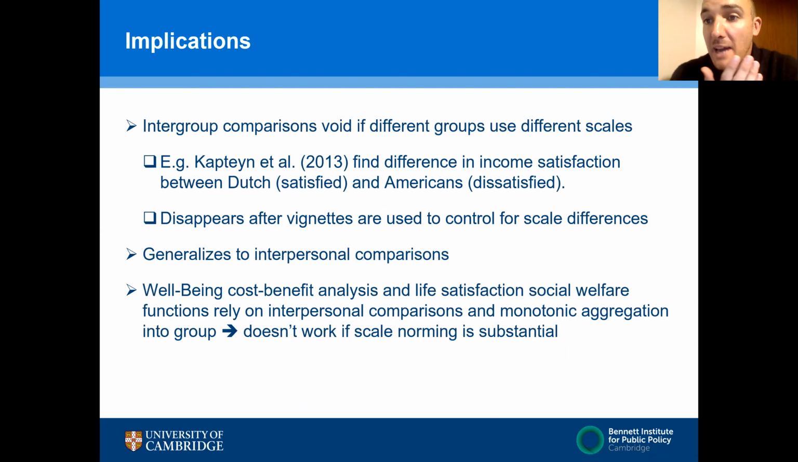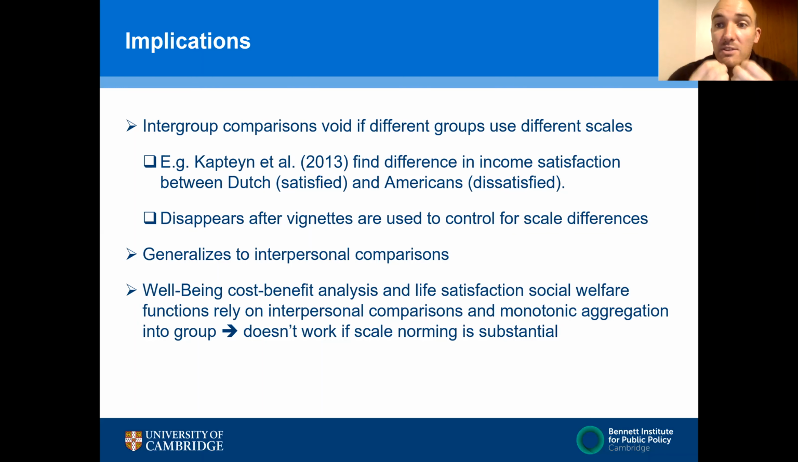All right, so what are the implications of this kind of research? So one is, I think, if scale norming is severe and pernicious, it seems to me like it really makes intergroup comparisons of life satisfaction very difficult, assuming that those groups are using different scales. So for example, there's a study by Kapteyn et al. where they use vignettes to correct for discrepant scales between Dutch respondents and American respondents. And after doing this, an initial discrepancy in the income satisfaction of these two nations disappears, right? So once you correct for the scale, it seems that they're equally as satisfied with their income. Right, so that intergroup comparison that we did in the raw data turns out to be a statistical artifact.